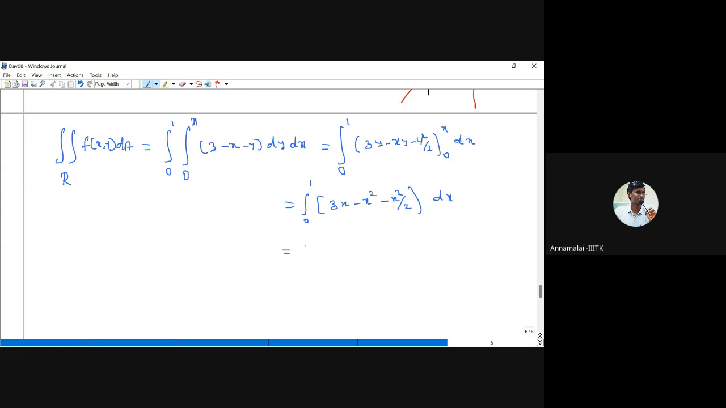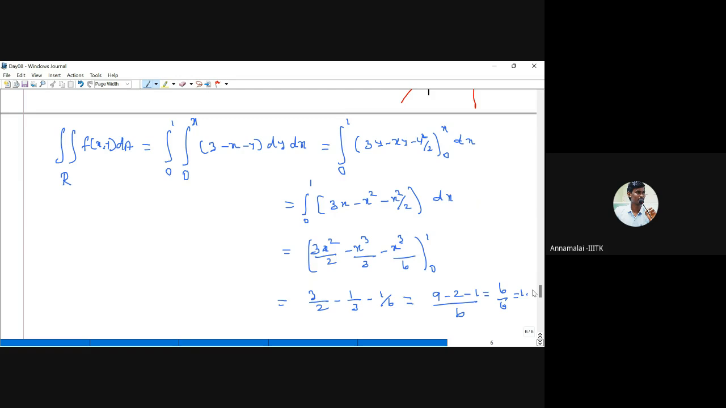Anyway, finally you can simplify. Directly integrating, you get 3x square by 2 minus x cube by 3 minus x power 3 by 6, from 0 to 1. So if we substitute 1, we get 3 by 2 minus 1 by 3 minus 1 by 6 minus 0. So what is the value? Take 6 as the LCM. You get 9 minus 2 minus 1, so 6 by 6, you'll get 1.